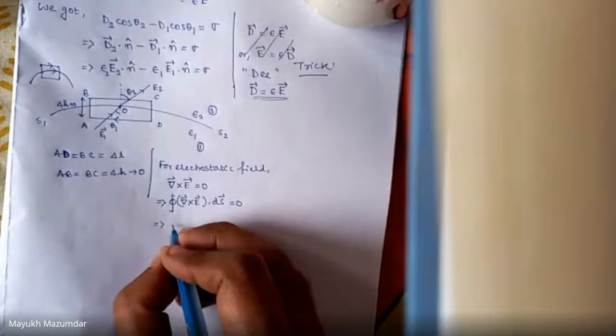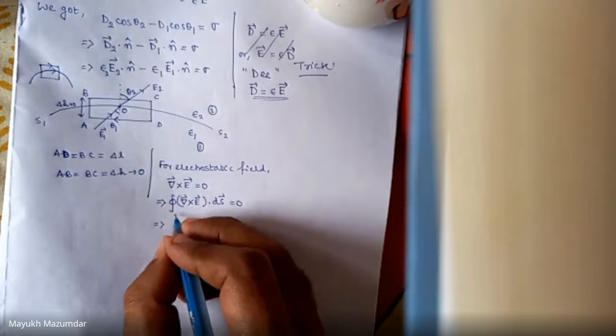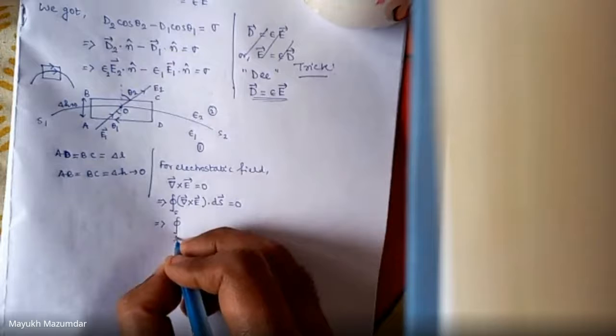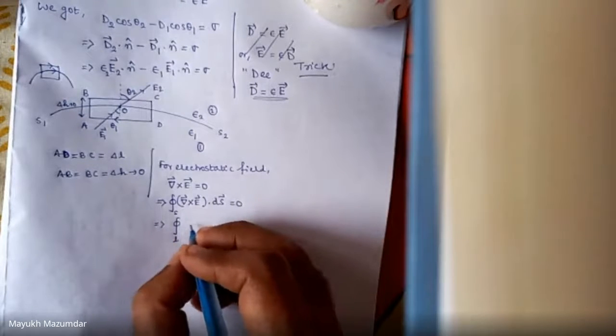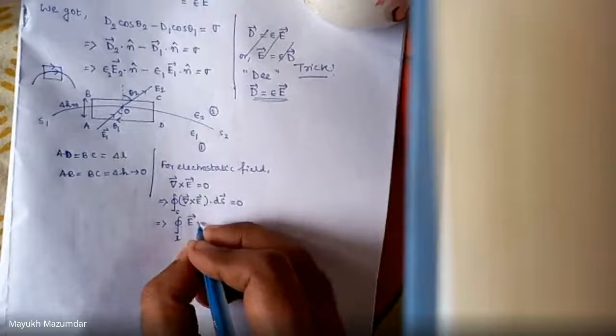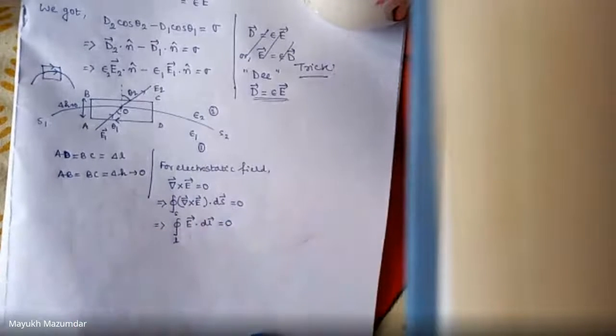If we apply Stokes theorem, what can I convert? I can convert the surface integral to a line integral, say L, or a contour integral, whatever you'd like to call it, E dot dl. So this thing is 0.